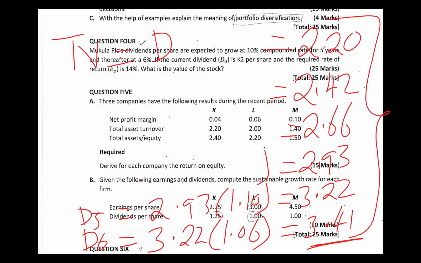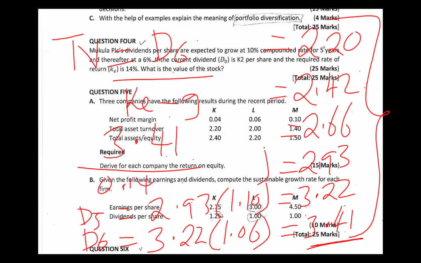the dividend at year 6, divided by the cost of equity, which is the required rate of return, minus the growth rate. That's how you find the terminal value, nothing much. So what was the dividend? 3.41, you said, divided by 14%, which is 0.14, minus the growth rate, which is 0.06, right?